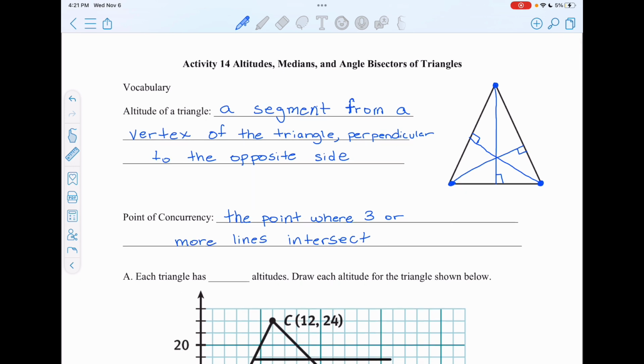And a point of concurrency is a point where 3 or more lines intersect. So notice how I drew 3 altitudes of this triangle, and they all intersected at the same point. That's called a point of concurrency.